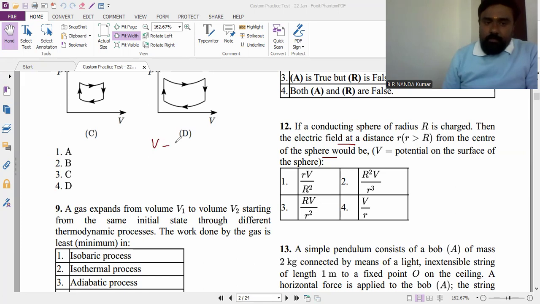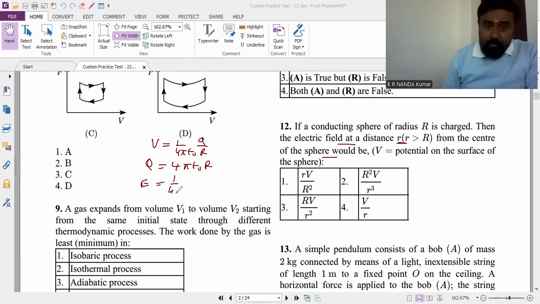So electric potential V is equal to 1 by 4 pi epsilon naught q by r. So q is equal to 4 pi epsilon naught into r. So this is the electric potential on the surface of the sphere, where R is the radius of the sphere.